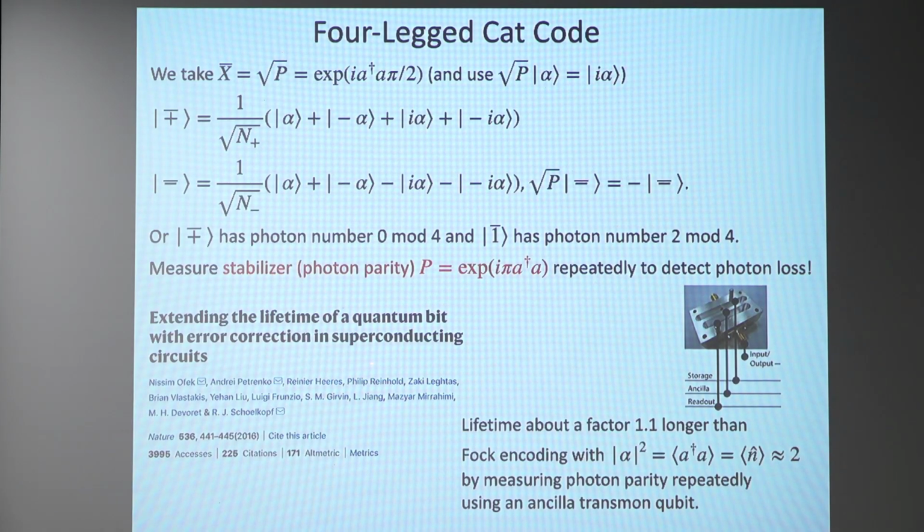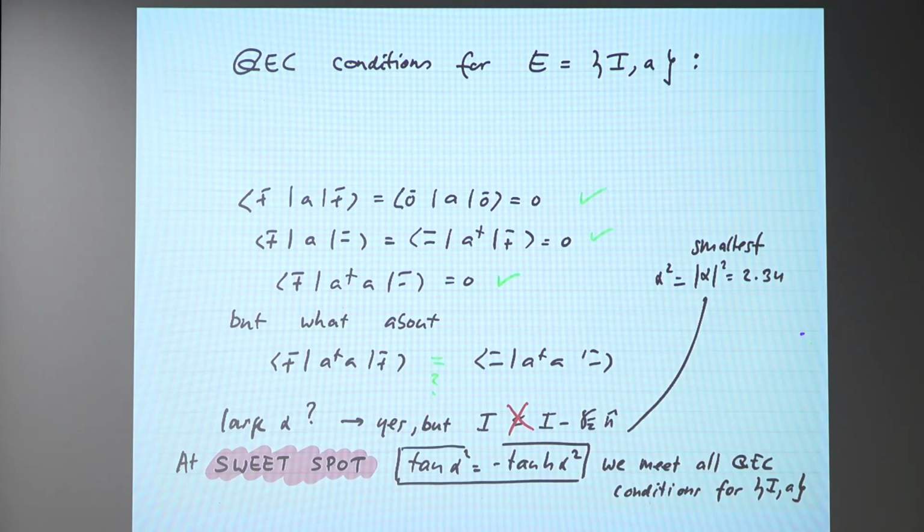All right, so in this paper in 2016, they found that the lifetime of this quantum bit was 1.1 times longer than a Fock encoding, and they used an average number of photons of about 2. And they used this photon parity repeatedly using an ancilla transmon qubit, and they really used that information to stabilize the qubit.